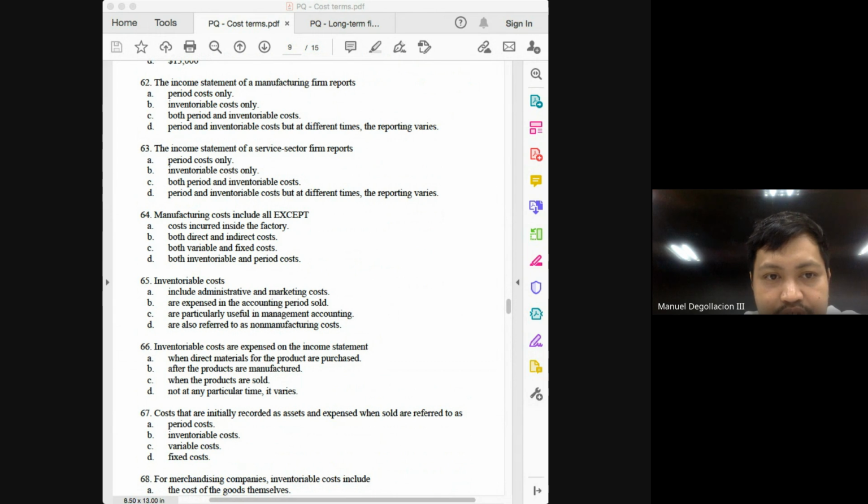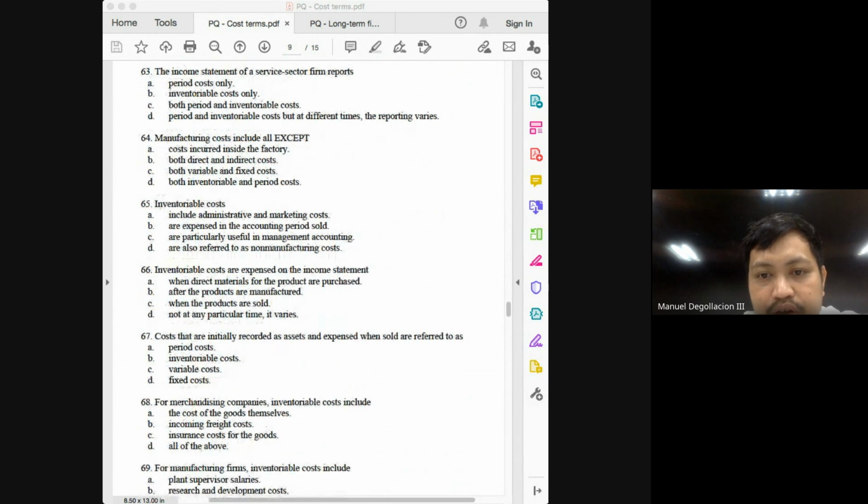64, manufacturing costs include all except. You should know this already. Your manufacturing cost would be composed of... we're looking for the except, class. So cost incurred inside the factory, yes. Direct and indirect cost, yes. Variable and fixed cost, yes, so long as they are related to manufacturing. But definitely, period costs are not part of your manufacturing cost. So the answer, number 64, is delta.